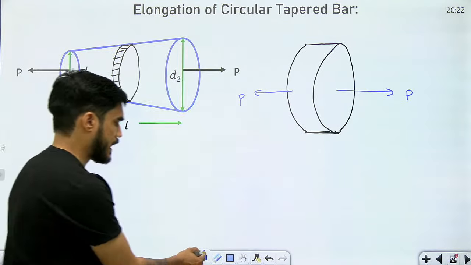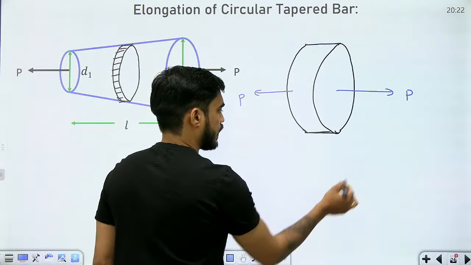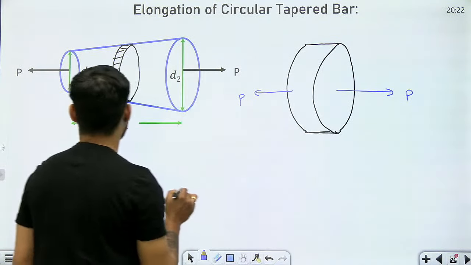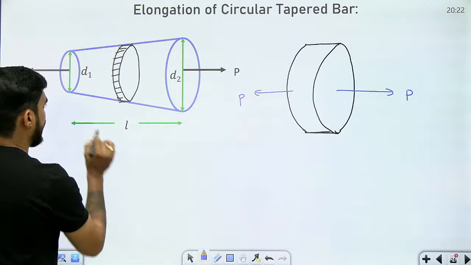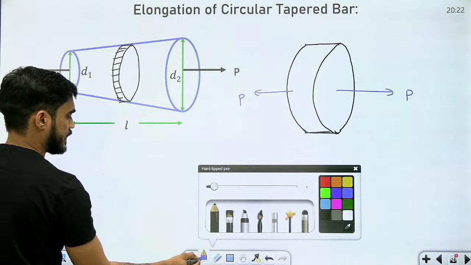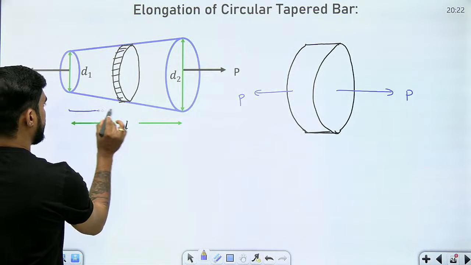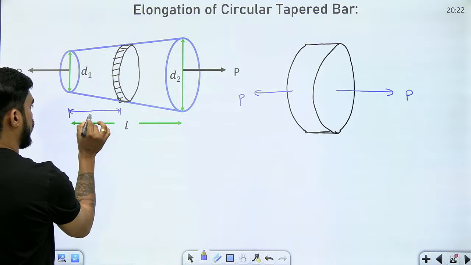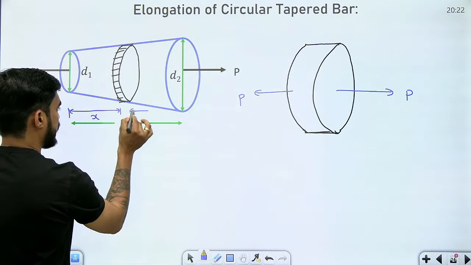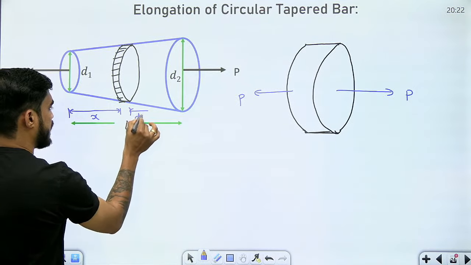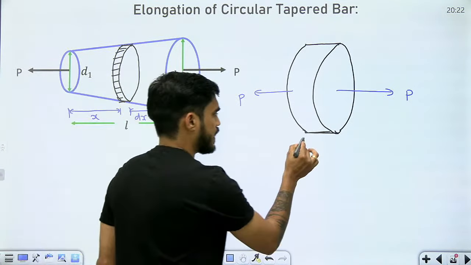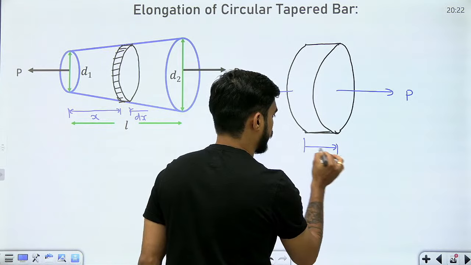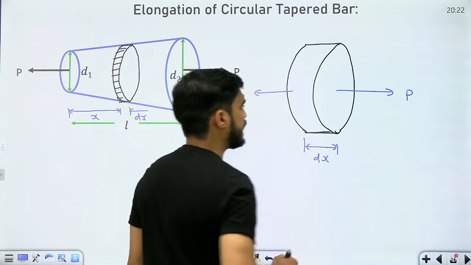Okay, now I will assume that this element is at a distance of x and the thickness of this element is dx. So this thickness, or you can say its length, it is dx.